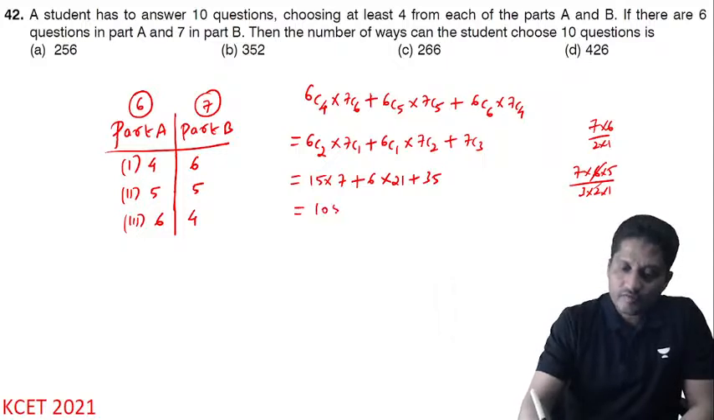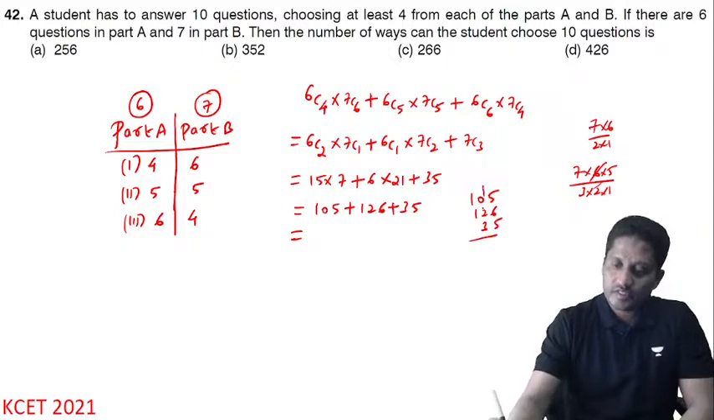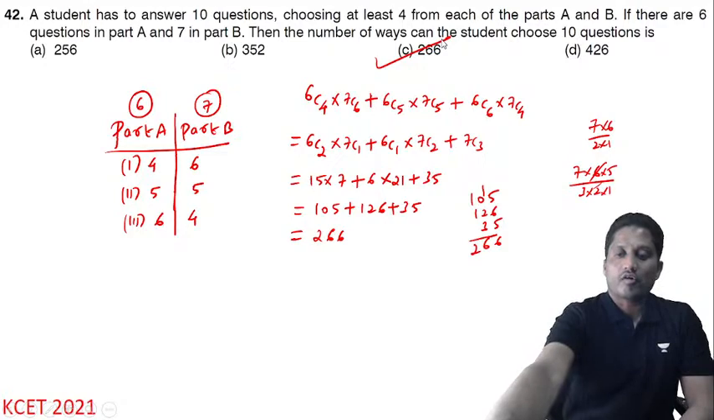So this is 105 plus 126 plus 35. Okay, let's add all this: 105, 126 and 35. This is 266. Okay, the answer is option C. It's a question on combinations.